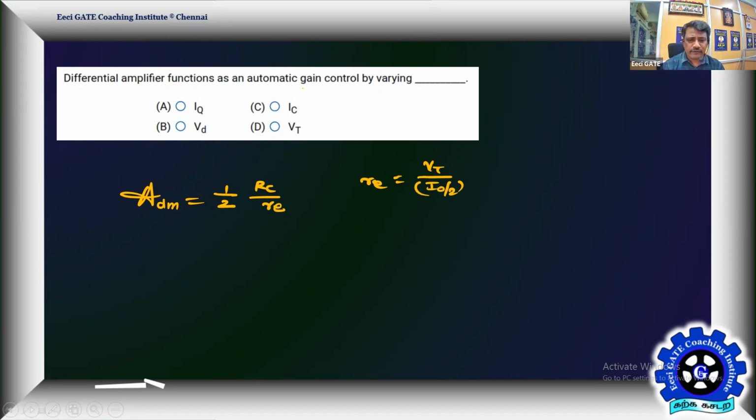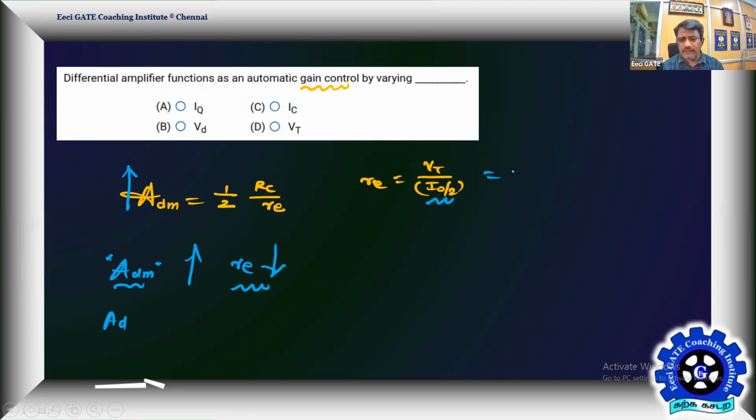Yes, you need to go for the gain control. Gain control means we need to control ADM. How to control ADM? Suppose I want to increase ADM, the difference mode gain, sometimes also known as AD, the differential gain. I want to increase ADM, so RC is fixed, I'm not going to vary it. So it's possible only by decreasing small RE. How to decrease small RE? Only by touching I naught.